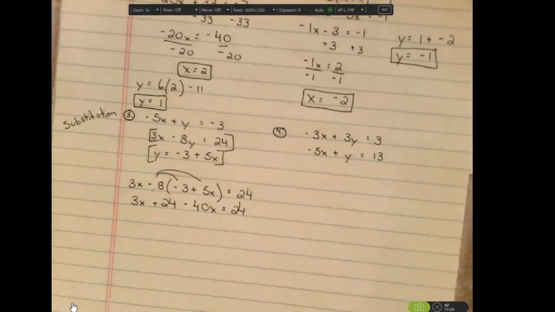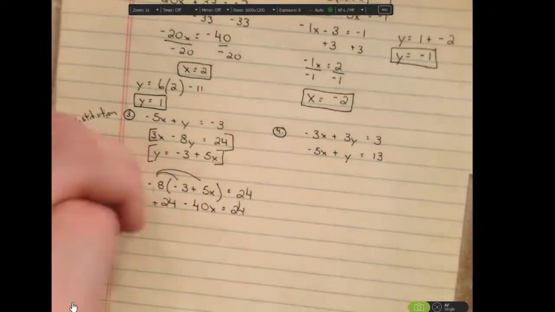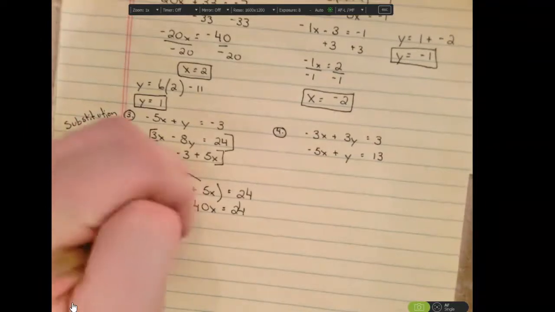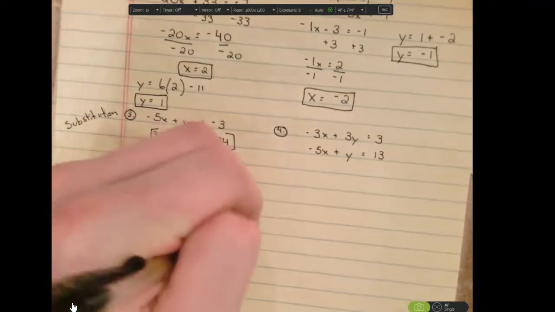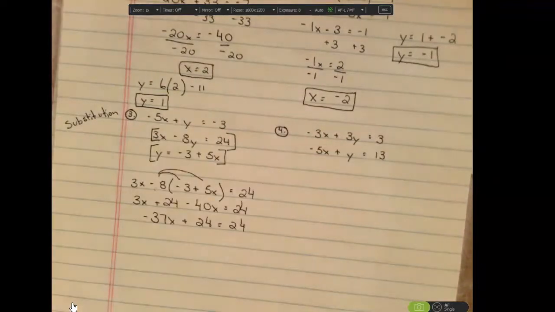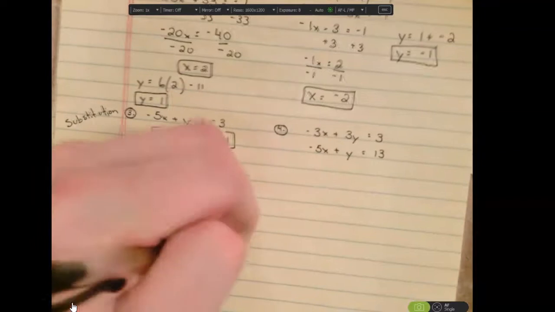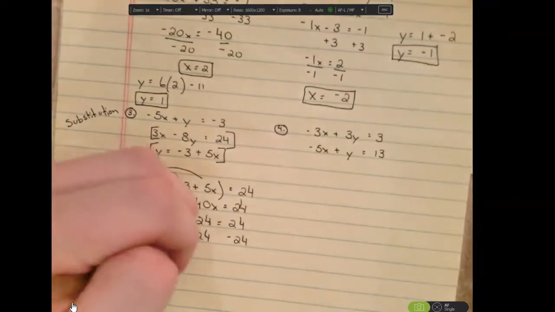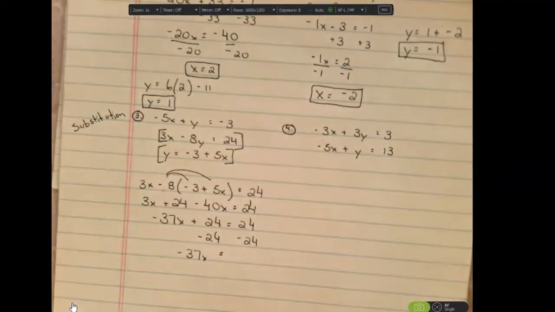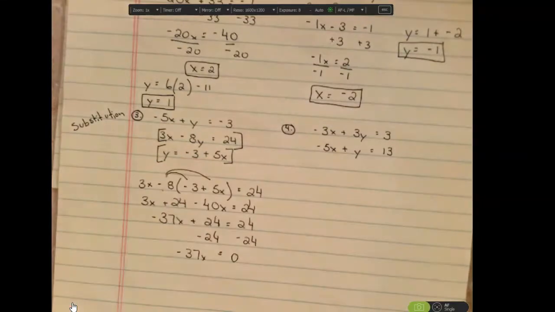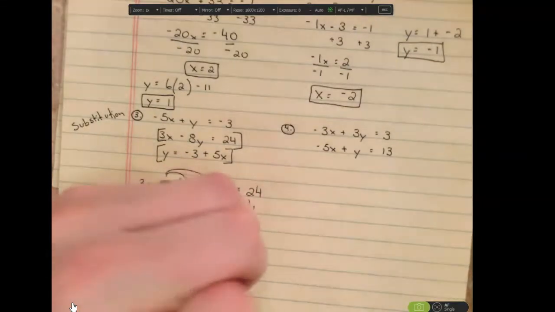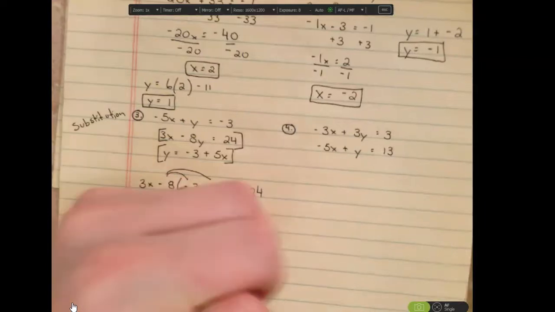All right, from here, combine like terms. So 3 minus 40 is going to be equal to -37x plus 24 equals 24. From there, I'm going to get x by itself. So I'm going to subtract 24 to the other side. So -37x is equal to 24 minus 24 equals 0. Get x by itself. I'm going to divide by -37.